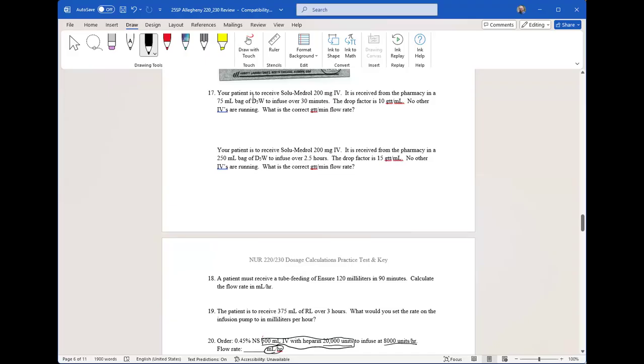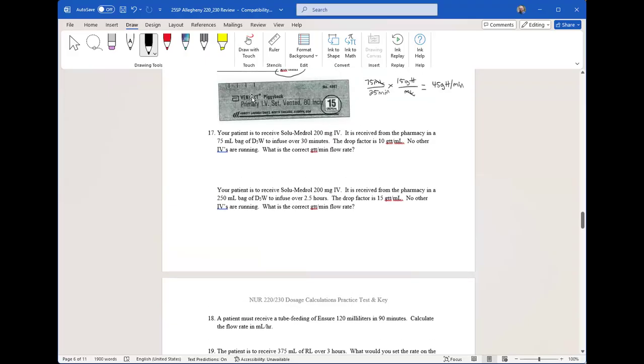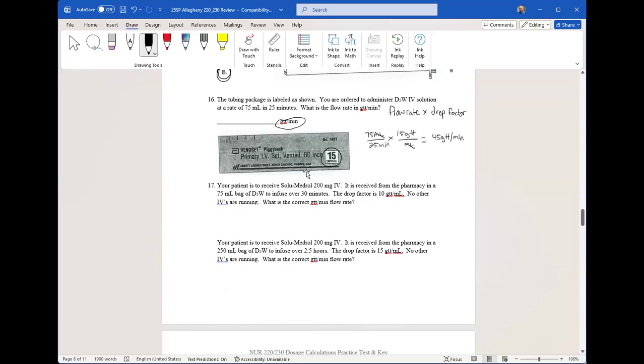So you're going to answer this question the exact same way. So 17 will get answered the exact same way as 16. But what a lot of students end up doing is they look at that 200 milligrams and they go, okay, what do I need to do with that in order to solve that question? When you're doing infusion rates or flow rates or drop rates, you don't need to know the strength to know how to calculate the rate.